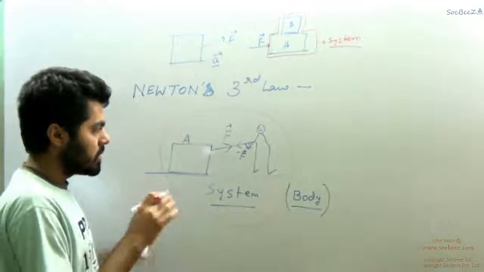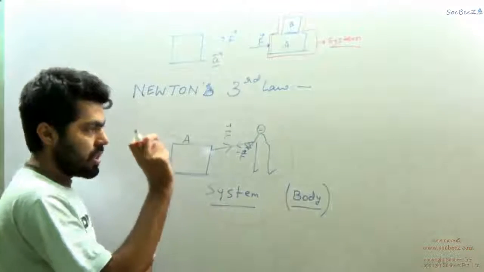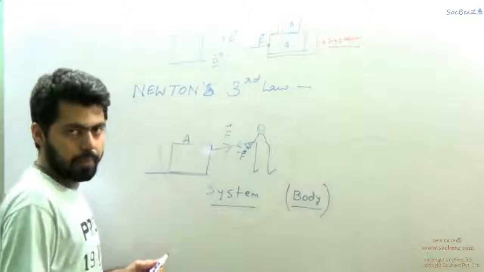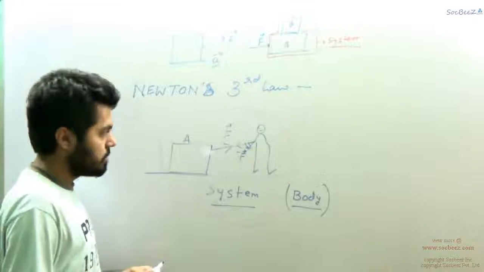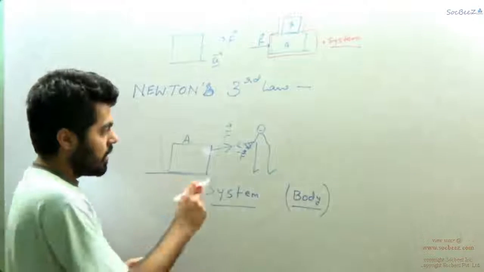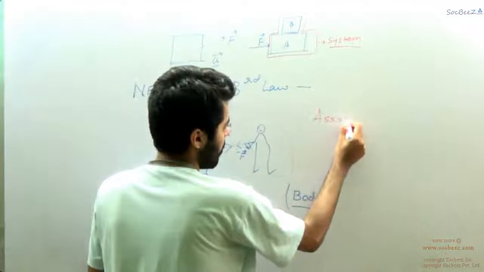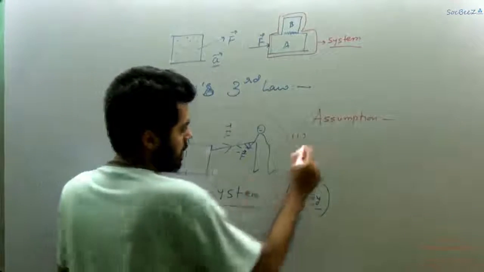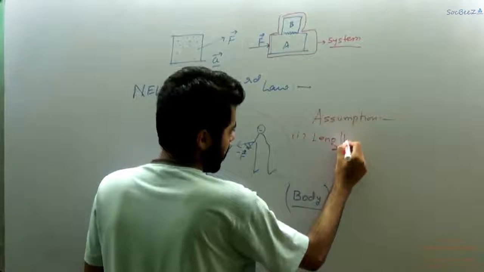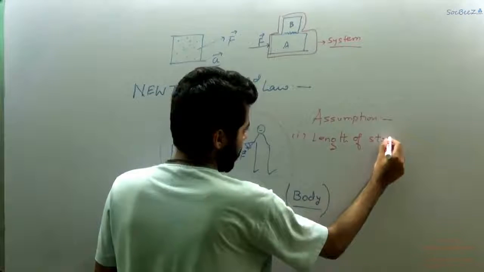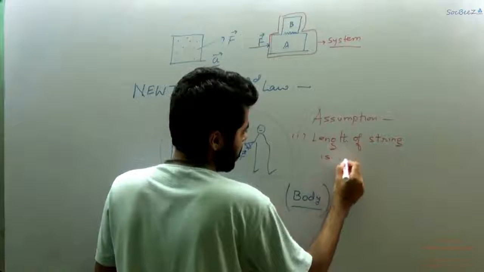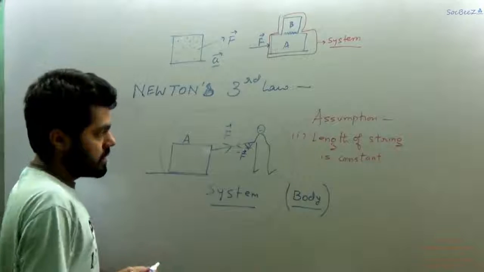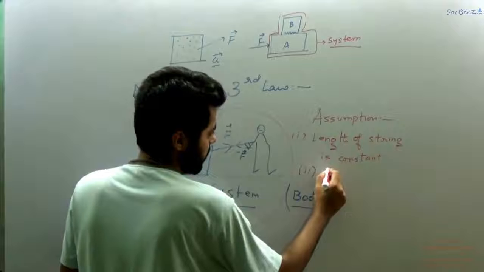These are the minute things we have to keep in mind, because then we will be able to solve the tricky problems. We have to see which object is in contact with which kind of force. So ultimately you can see from the picture that a person is applying force on a string, and the string is applying force on the object, and that force is F. So here the assumption is that the length of a string is constant. Our second assumption is that a string is light, it's massless.